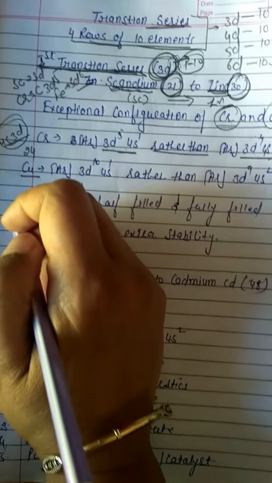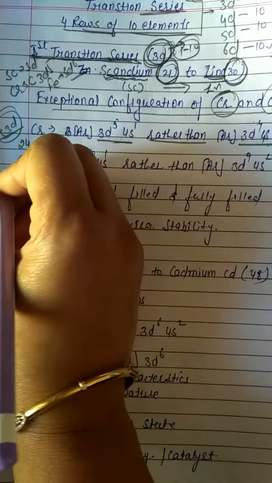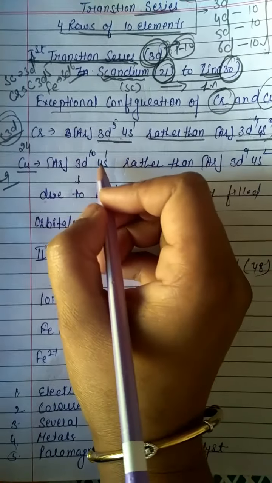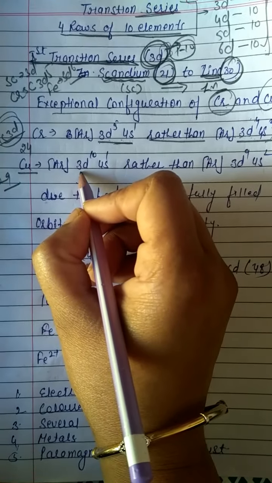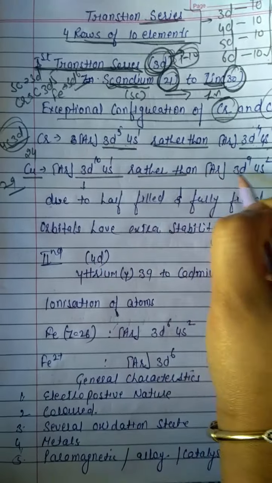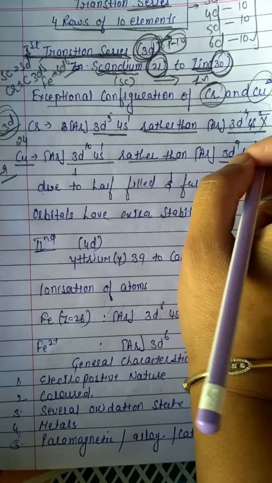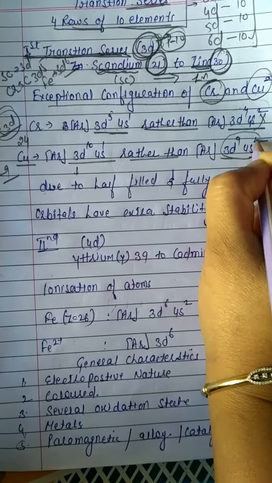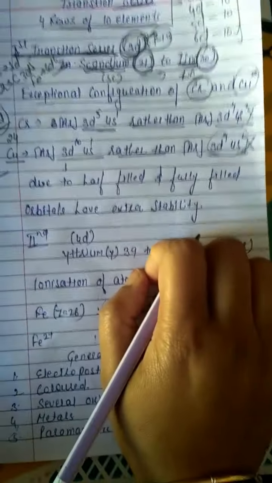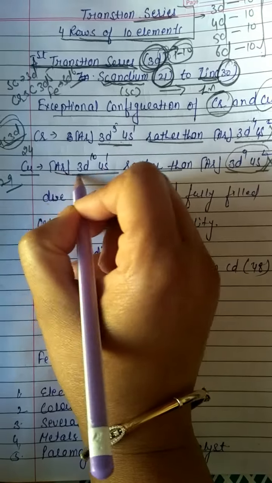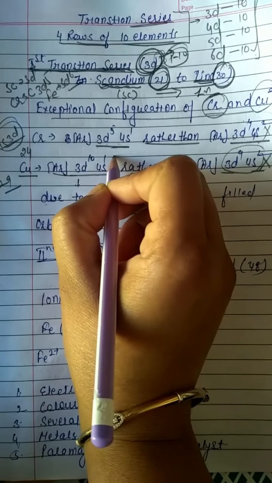Next is the case of copper. Copper has atomic number 29. Now the configuration of copper is 3d10 4s1 rather than 3d9 4s2. If we write the configuration of copper like this, that is wrong. The correct configuration of copper is 3d10 4s1.